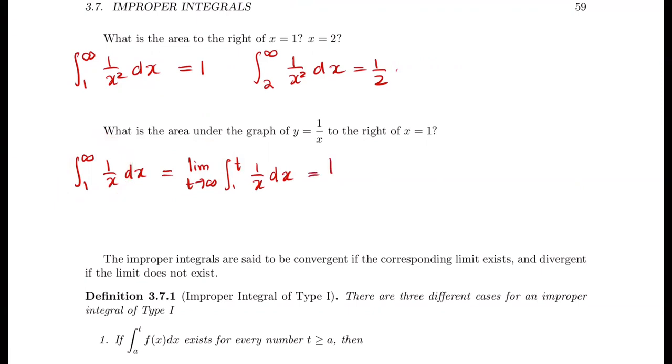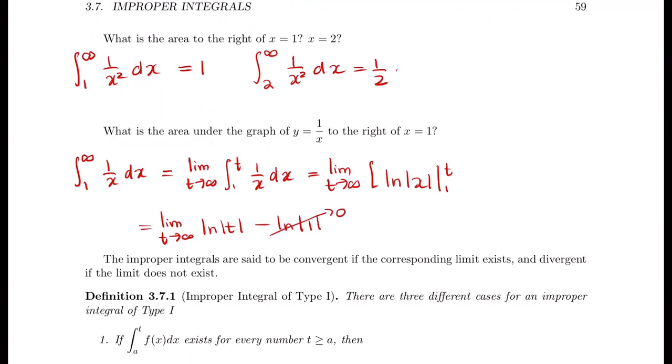So we would still have the limit as t approaches infinity. The integral inside would just be the ln of x from 1 to t. So we only need to focus on what happens with the ln of t. So, t approaches infinity of ln of t minus the ln of 1, which actually equals 0.